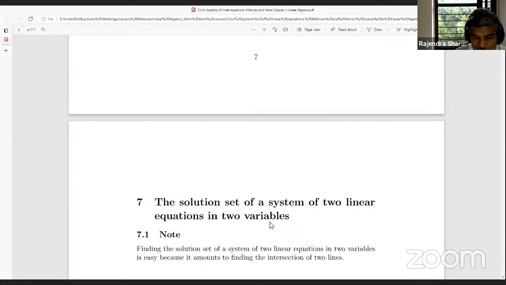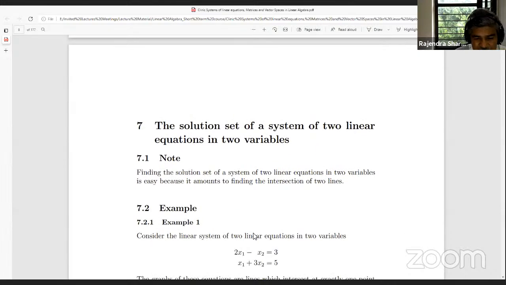The solution set of a system of two linear equations in two variables. The examples that we discuss here. Finding the solution set of a system of two linear equations in two variables is easy because it amounts to finding the intersection, just geometrically, of two lines. Where do they meet? Where do they intersect, if they do intersect at all?